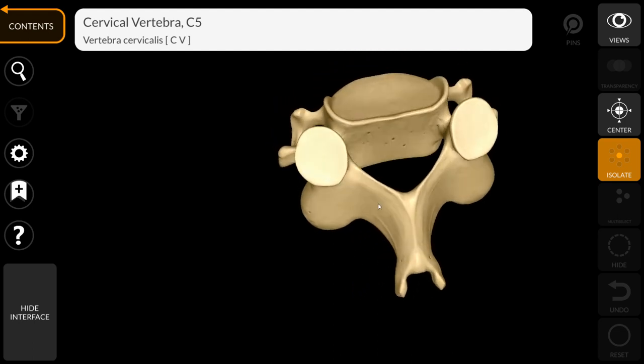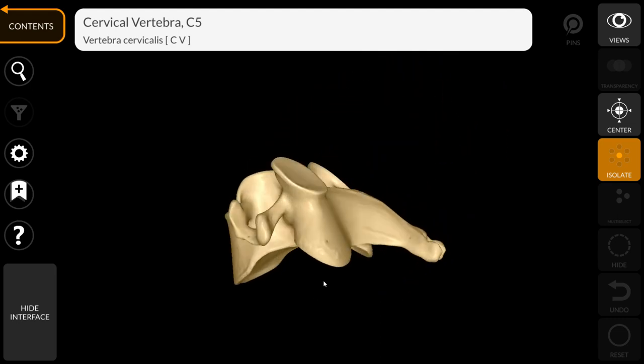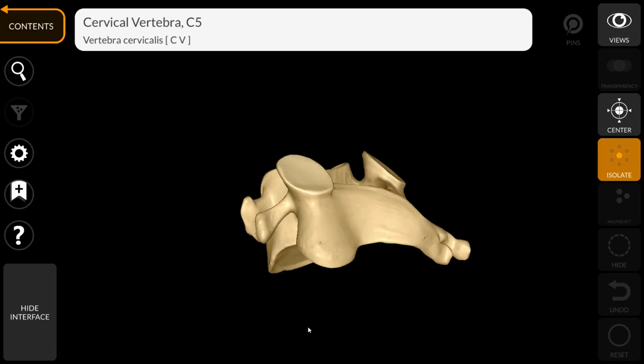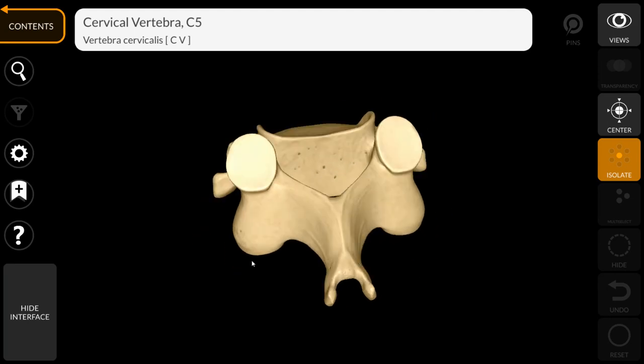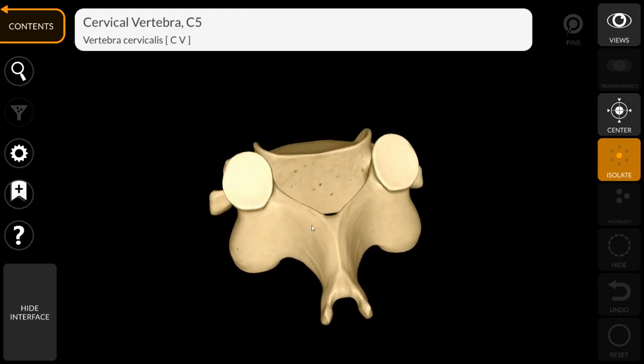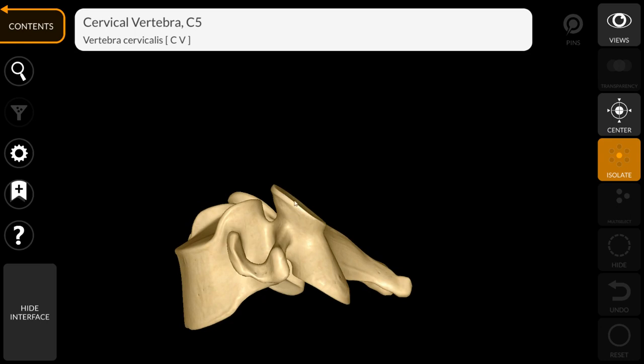Next, what you can see here is the superior articular facet and this is the inferior articular facet. These are one of the characteristics where we can make a comparison between cervical vertebrae, thoracic vertebrae, and lumbar vertebrae, by the directions of the facet. If you notice here, class, this is the superior articular facet, and this is the inferior articular facet.